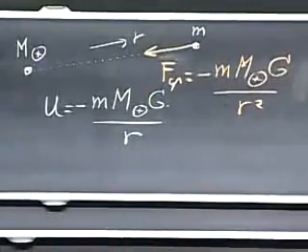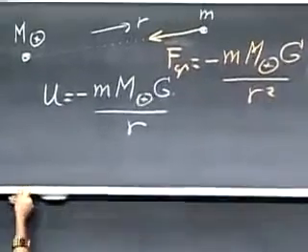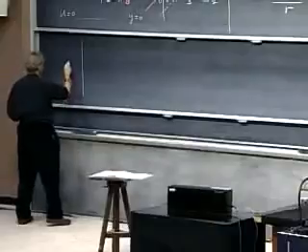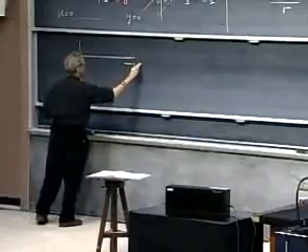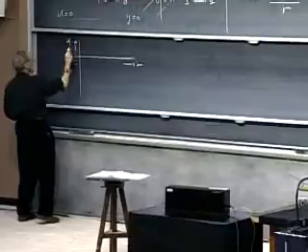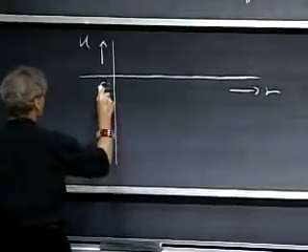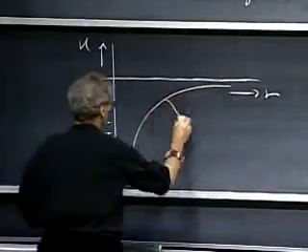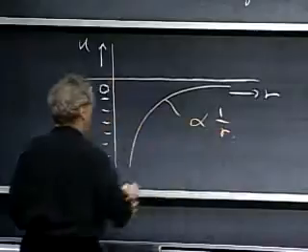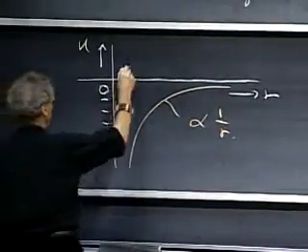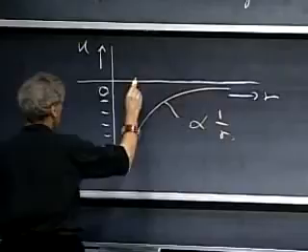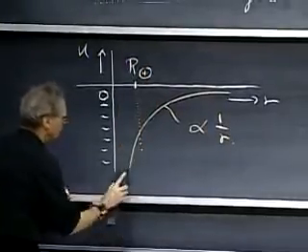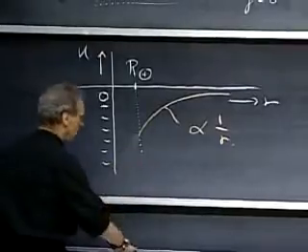And if you plot that, the plot goes sort of like this. This is r. This is increasing potential energy. All these values here are negative. And you get a curve which is sort of like this. This is proportional to 1 over r. Now, of course, if the Earth had a radius which is this big, then this curve does not exist. It stops right here.